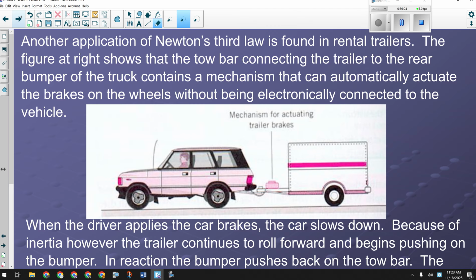Works fine, provided you're not making any emergency maneuvers and you're not going 130, with everything you own in that trailer making it heavier than the vehicle that's towing it. That's not a good situation. All right, but it's a Newton's third law application. Everybody with me there?